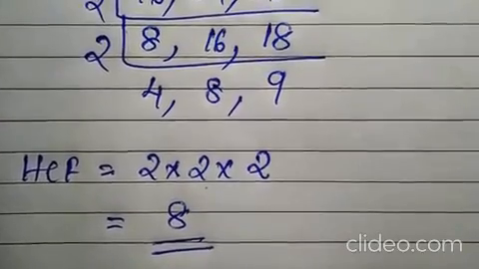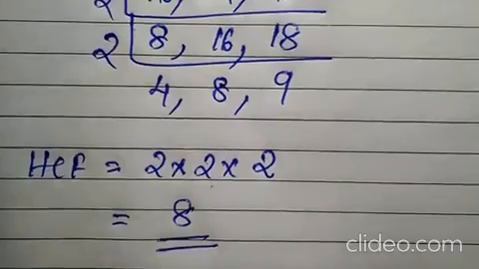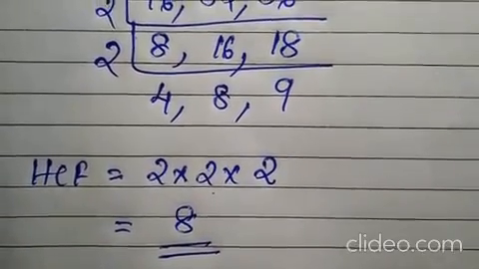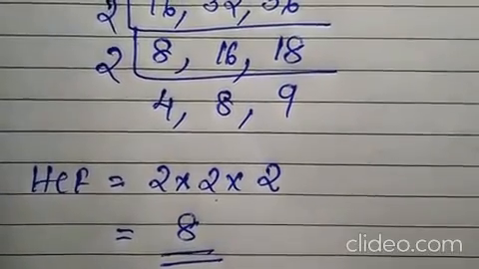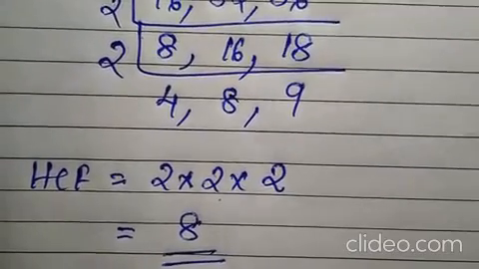They will give 2 numbers or 3 numbers. Maybe it will be 4 numbers. So, any numbers they give, you should find the HCF this way. Understood?